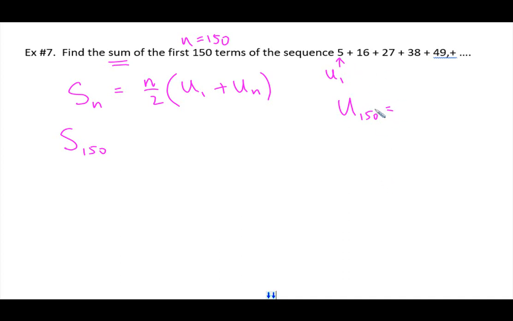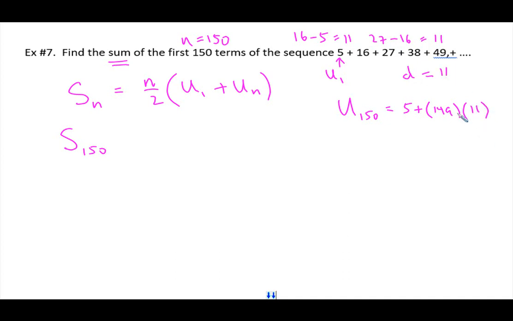So remember the general term formula: we have the first term plus n minus 1, right? So 150 minus 1, so we get 149 times d. Well, let's find d because we have all these numbers here. We can find d. If I do 16 minus 5, I get 11. If I do 27 minus 16, I get 11. So I know the common difference is going to be 11.